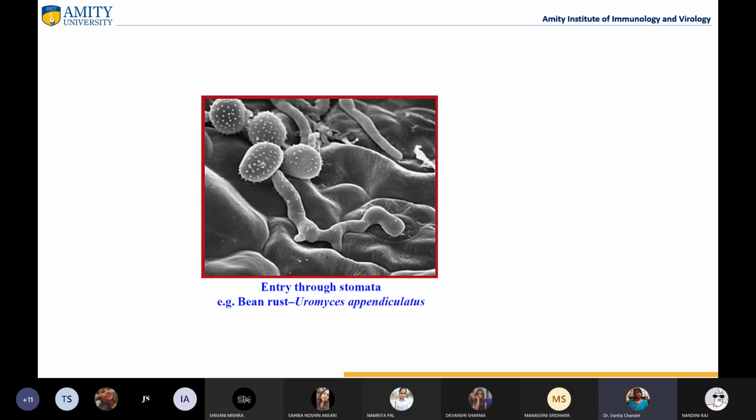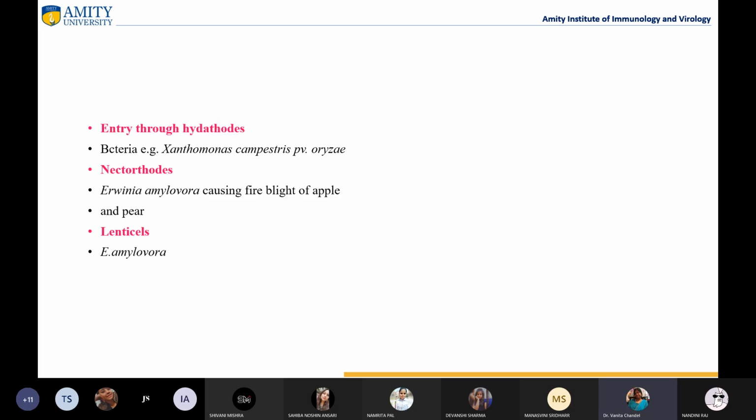This is again entry through stomata. This is the enlarged view. You can see the spores, they are forming the germ tubes also, and they are forming haustoria-like structures also, right, inside the stomata. Then entry through hydathodes is reported in bacteria Xanthomonas, nectarthodes in Erwinia amylovora, which causes fire blight of apple and pear, and lenticels, example is Erwinia amylovora again.